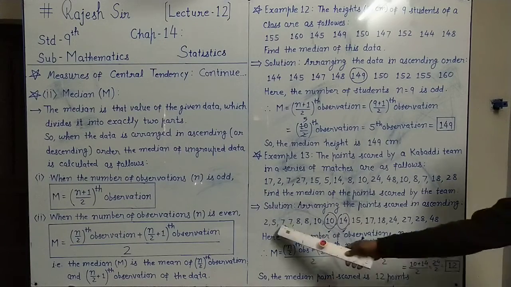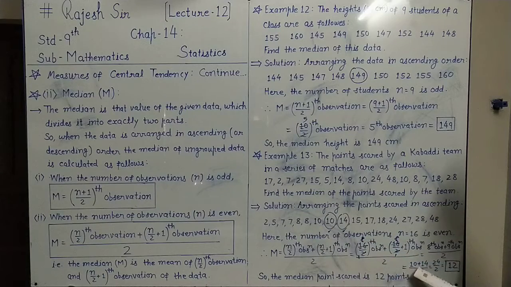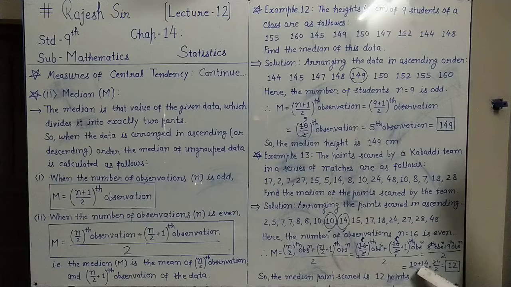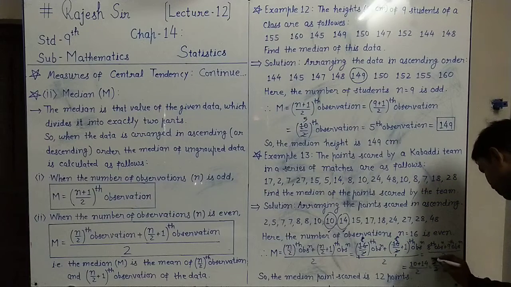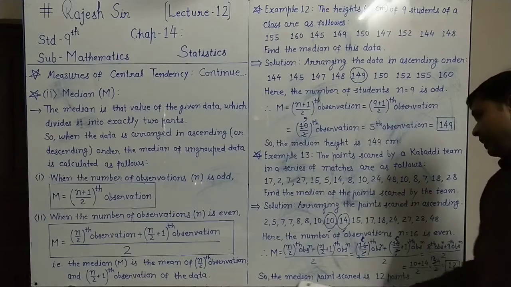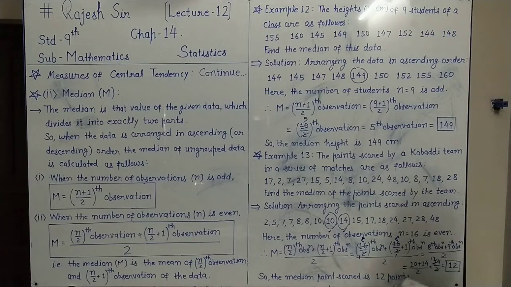The 8th observation is 10, plus the 9th observation is 14, that we have noted here, and upon 2. 10 plus 14 is 24, upon 2. 24 upon 2, we can cancel by 2, it will give 12. So 12 is our answer here for the median. Therefore the median point scored is 12 points.